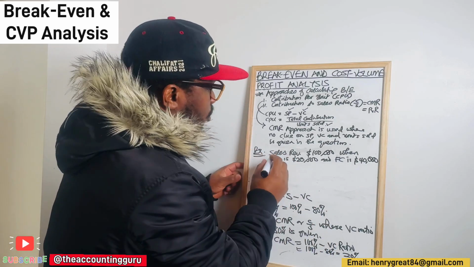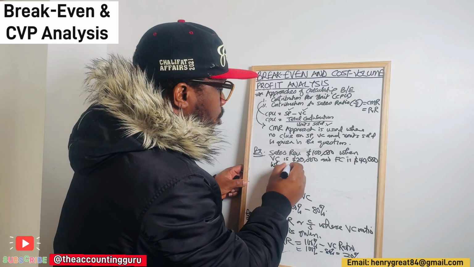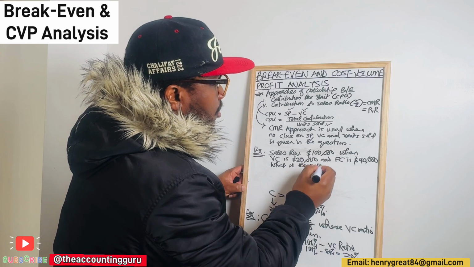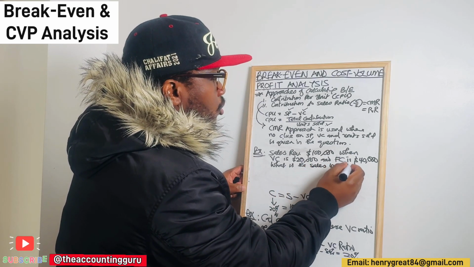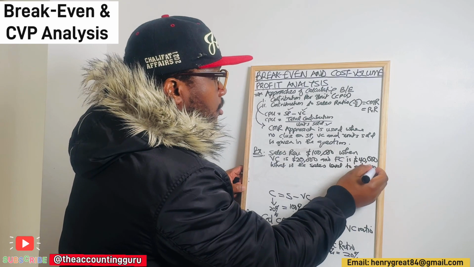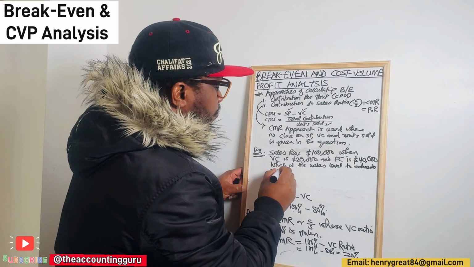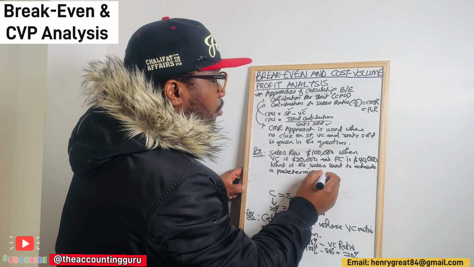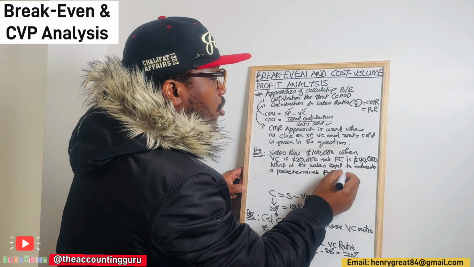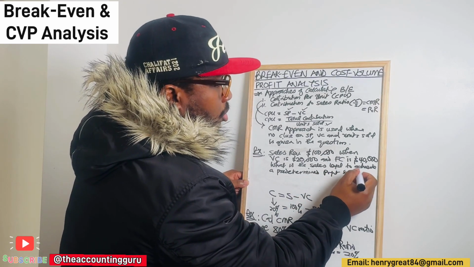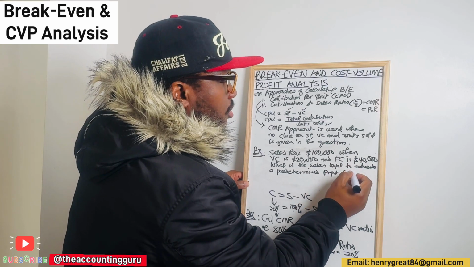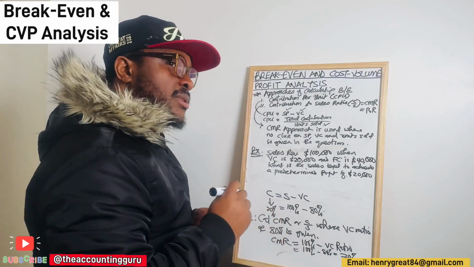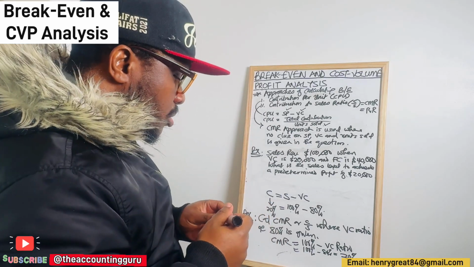Now what is the sales level to achieve a predetermined profit of $20,000? So this is the question.